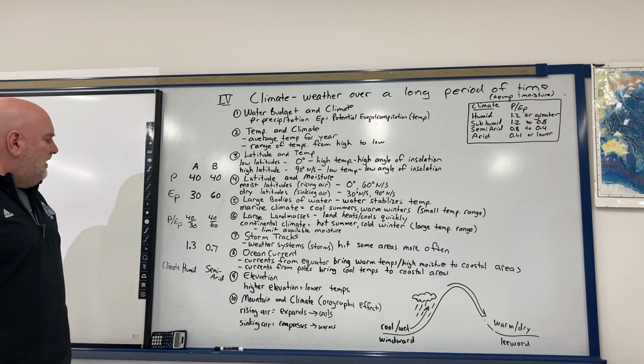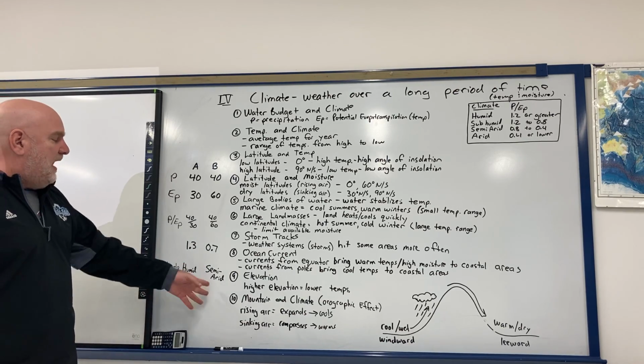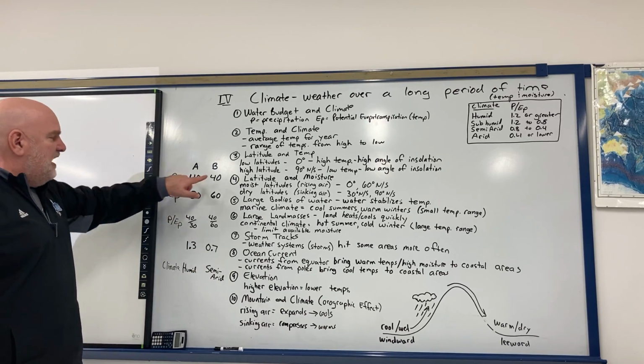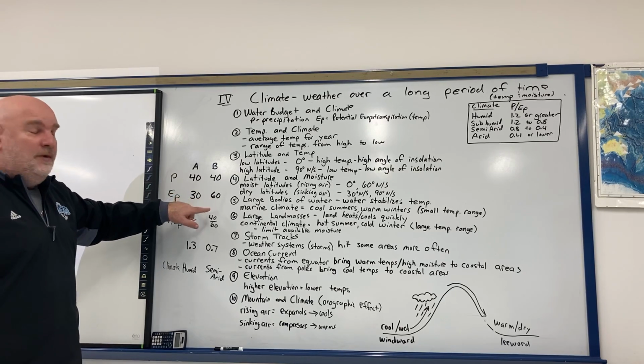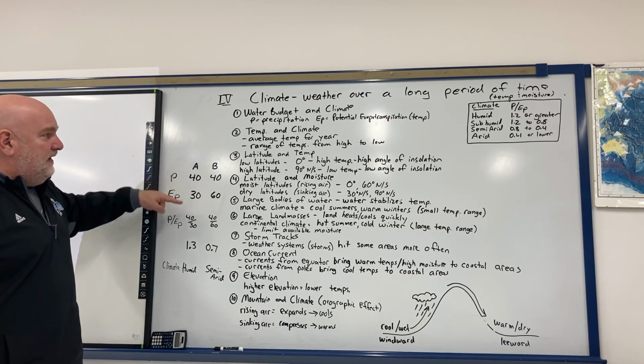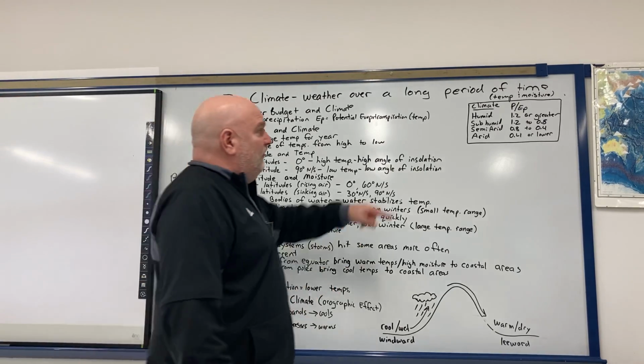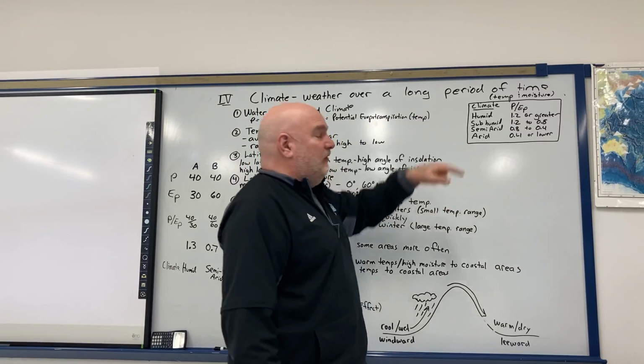So the thing that determines whether it's a wet or dry climate isn't just how much rain, it also depends on how much that water is going to evaporate. So it's a combination of these two things which determines what kind of climate you're going to have.